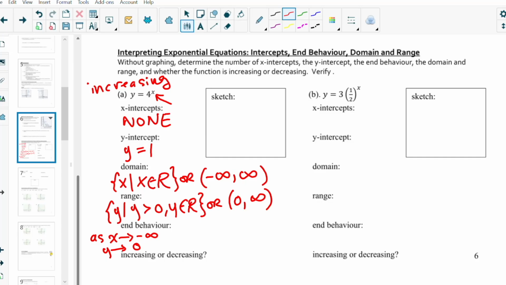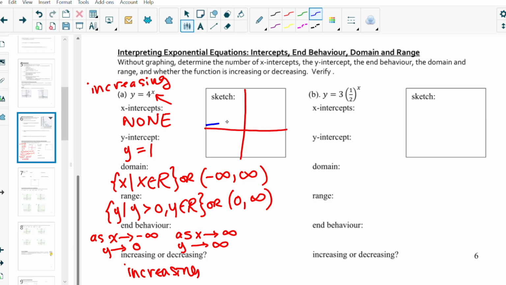You keep going more and more negative x. Okay? Let's go the other way. As x approaches positive infinity, y will also approach positive infinity. Okay? Is this an increasing or decreasing function? This is increasing. Now you can graph it. If I sketch this, what will this look like? Well, it'll look something like this, where that's 0, 1. Okay, let's do the next one.